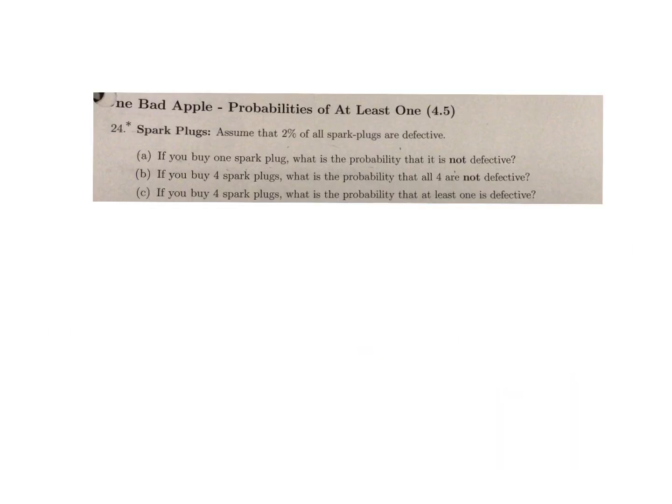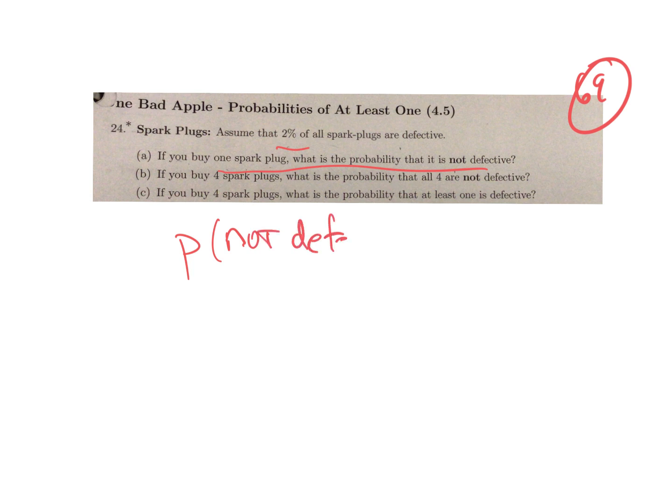So here's number 24, on page 69. They kind of walk you through this one. So 2% of the spark plugs are defective. What's the probability that one is not defective? Well, the probability of not defective is equal to 1 minus 0.02, so 0.98. Then we're going to pick 4 spark plugs. What's the probability that all of them are not defective?